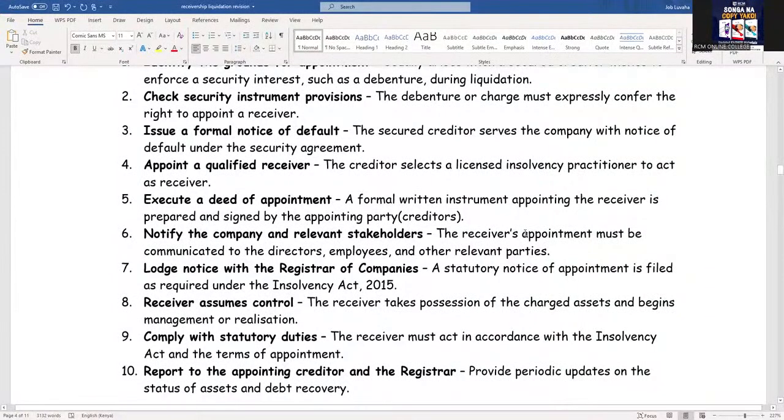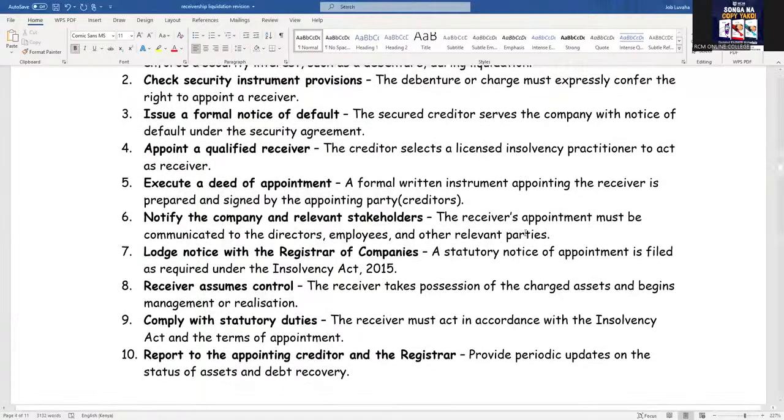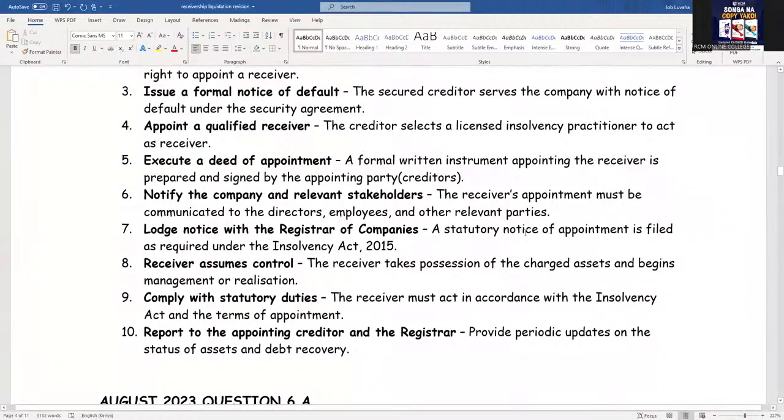Then the deed or the agreement under the lending of the money will be executed. Then the company and the relevant stakeholders will be notified. So the receiver appointment must be communicated to the directors, employees, and other relevant parties. Then lodge notice with the register of companies. A statutory notice of appointment is filed as required under the Insolvency Act.